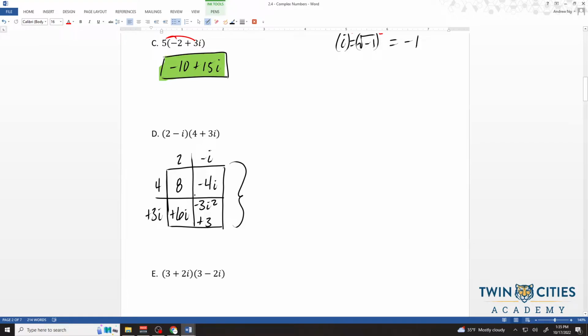Now that I've got all this, I can just combine like terms. 8 plus 3 will give me 11. And 6i plus negative 4i will give me 2i.